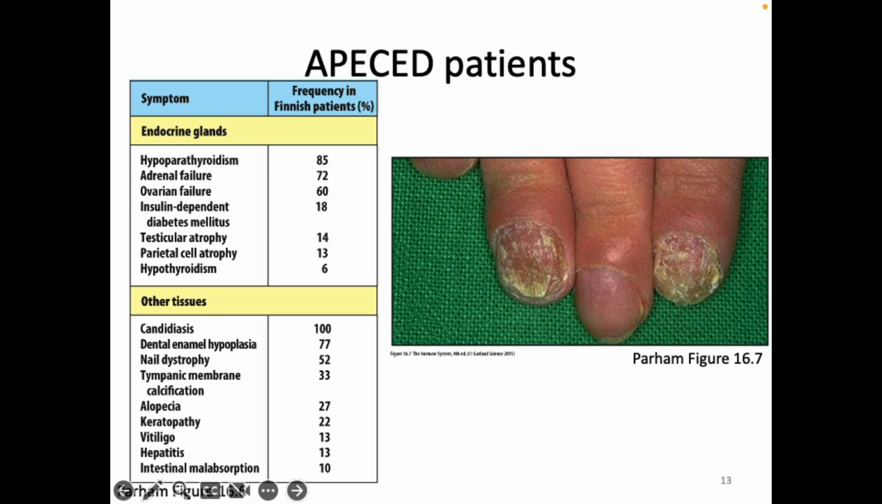So you can see that many of them particularly have issues with endocrine glands, like immune attack of the thyroid, adrenal glands. Some of them will have diabetes, will have testicular atrophy or ovarian failure. Weirdly enough, most of them get a lot of yeast infections, so the candidiasis is 100%. Some of them will get other skin or hair issues like alopecia or vitiligo. Some of them have some issues with their dental enamel, and a large number of them have a weird fingernail phenotype of nail dystrophy that you can see here.